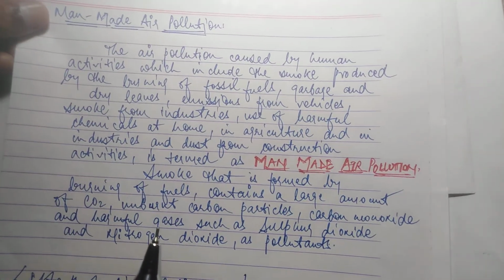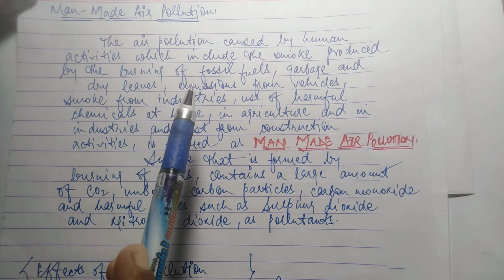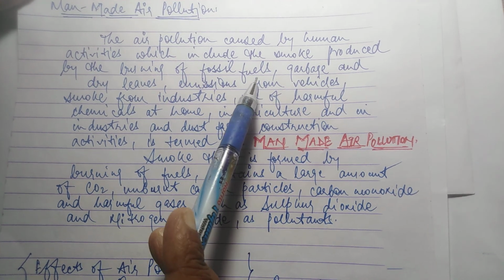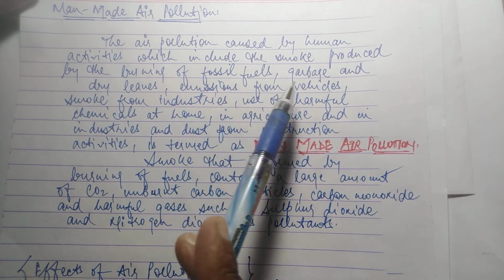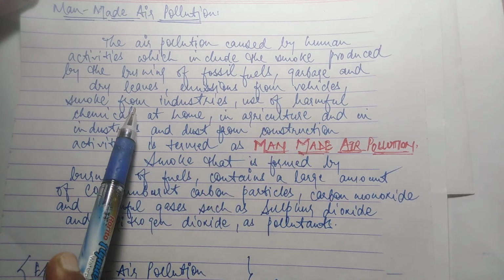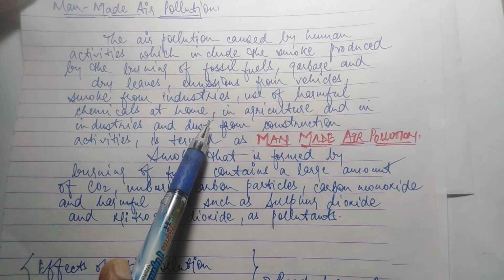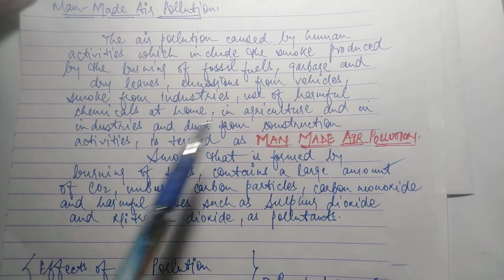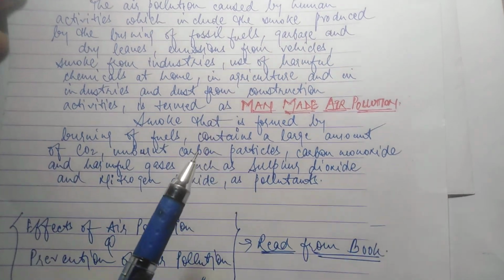Now man-made air pollution. The air pollution caused by the human activities which include the smoke produced by the burning of the fossil fuels. Fossil fuels क्या हैं? जैसे कि पेट्रोल, डीजल, केरोसिन, ये सब फॉसिल फ्यूल्स हैं. Garbage and dry leaves, emissions from the vehicles, smoke from the industries and use of harmful chemicals at home, in agriculture and in industries, and dust from the construction activities is termed as man-made air pollution.